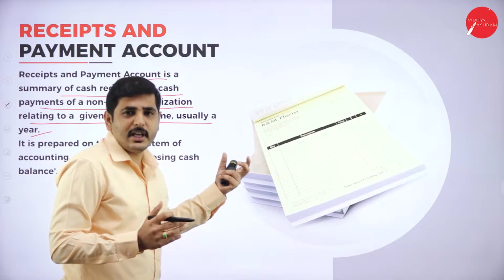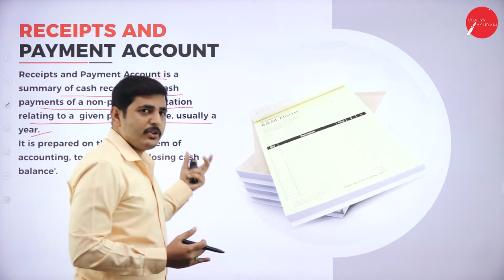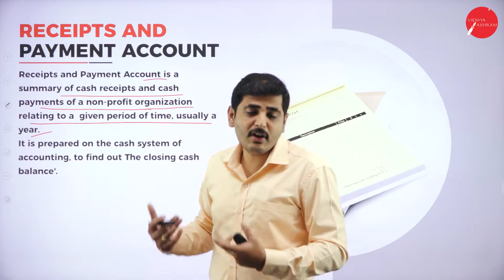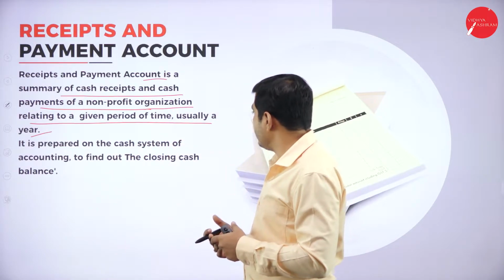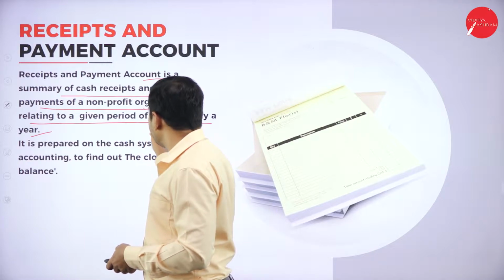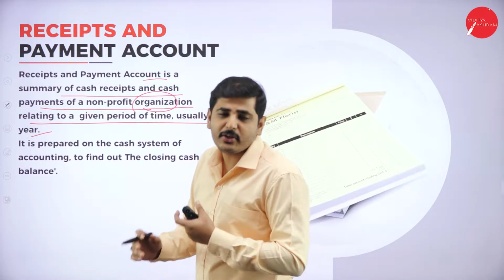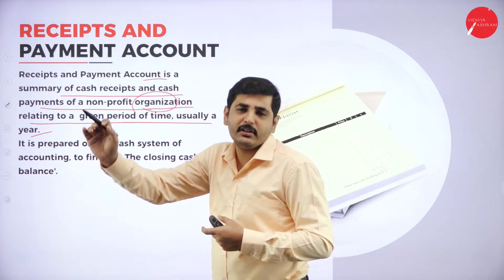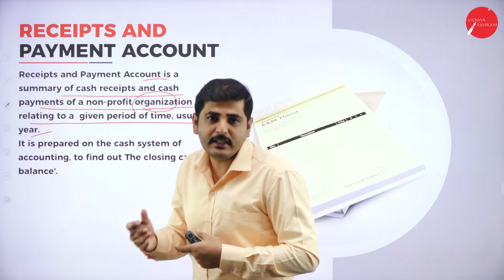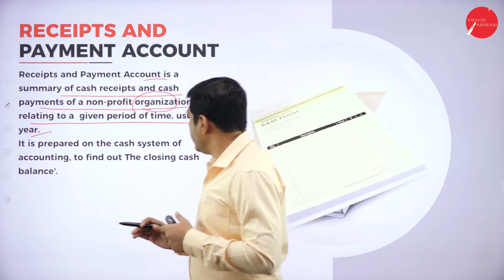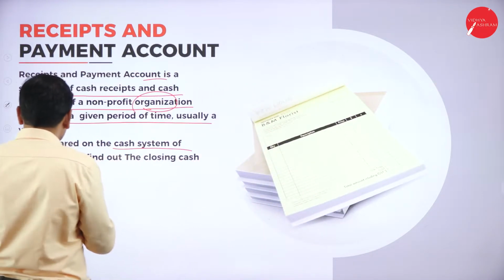So at the end of the year we have to prepare the books of accounts to understand the financial position of the company or the non-trading concern. To prepare books of accounts, we have to add all the information. So received in cash, paid in cash, all goes to receipts and payment account. So it is prepared on the cash system of accounting.